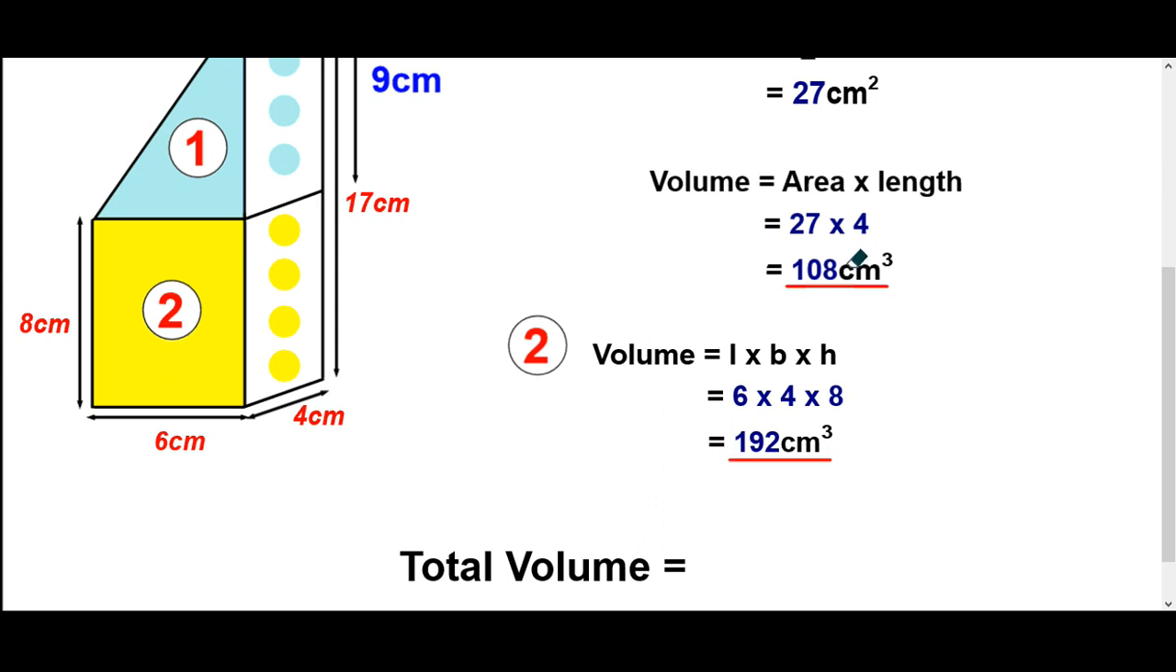Now lastly, I need to add these two volumes together, the answer to part 2 and the answer to part 1. You could call it A and B if you want, and that will get you a final answer, 108 plus 192 of 300 centimetres cubed.